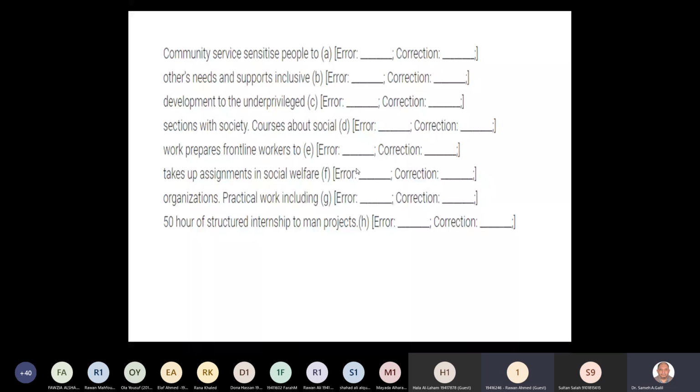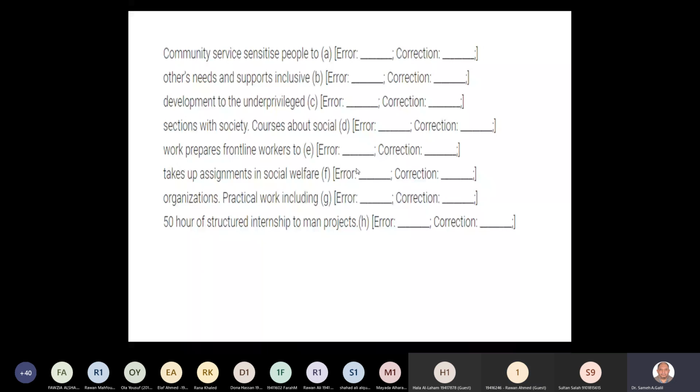Okay, doctor. What's your name again? Sorry. Rawan Rikabi. Okay, Rawan, go ahead. Practical work including. Yes, it's okay, right. So we don't have a problem with practical work. The problem is with the verb. Can you change the verb? Can you tweak it so that it can be perhaps practical work?